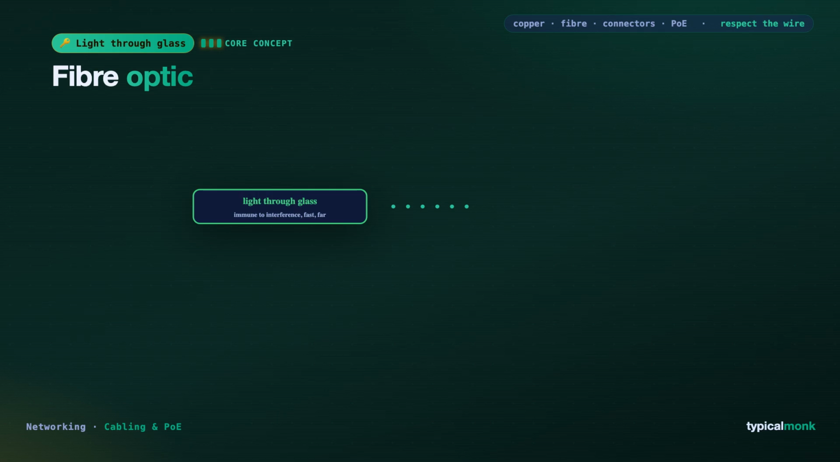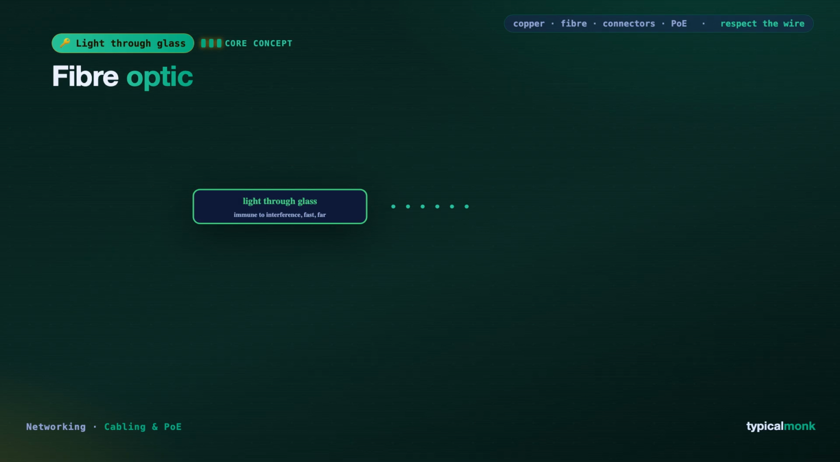Now the high-performance alternative, which carries data in a completely different way: fiber optic. Instead of electricity down copper, fiber sends pulses of light down thin strands of glass. Because it uses light rather than electrical current, it is immune to electromagnetic interference. It can carry vastly more data and it can travel much farther without the signal degrading. It is the technology behind the internet's backbone and long-haul links.